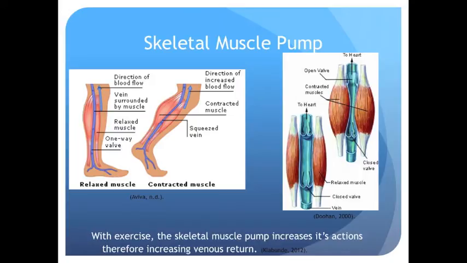Veins physically located within large muscle groups undergo compression as the muscles surrounding them contract, and they become decompressed as the muscles relax. Therefore, with normal cycles of contraction and relaxation, the veins are alternately compressed and decompressed. As we can gather with exercise, the skeletal muscle pump increases its actions, therefore increasing venous return.